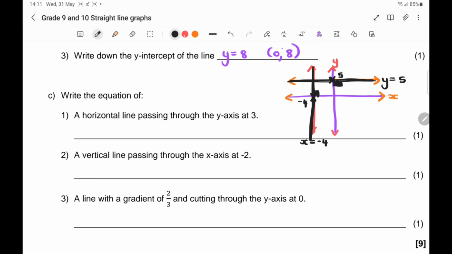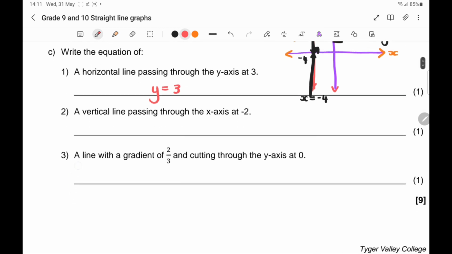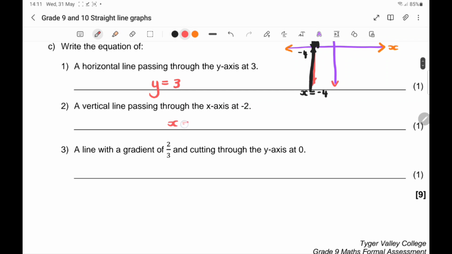We can ask it. Okay, so a horizontal line: write down an equation, any equation, of a line that runs horizontally and passes through the y-axis at 3. So very easy, y is equal to 3. So it's got no gradient, can you see? It just goes straight like that. A vertical line passing through the x-axis at -2, very easy, x is -2.